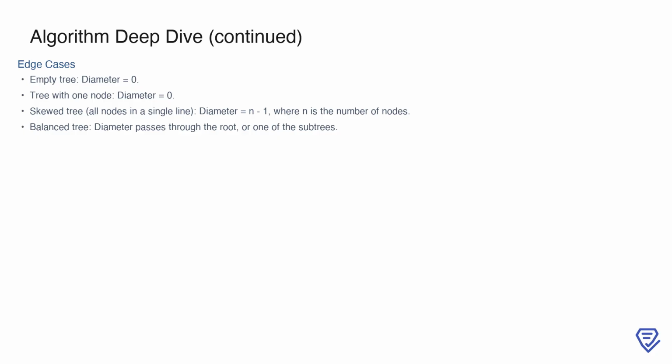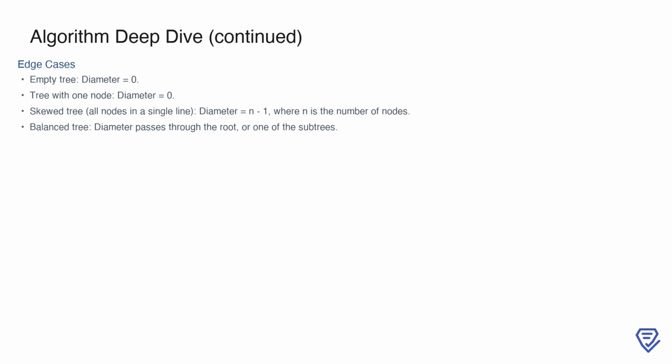For an empty tree, the diameter is 0, as there are no nodes or paths. Similarly, a tree with only one node has a diameter of 0, since there are no edges. In a skew tree, where all nodes form a single line, the diameter is equal to the number of nodes minus 1, as the longest path includes all edges in the tree.